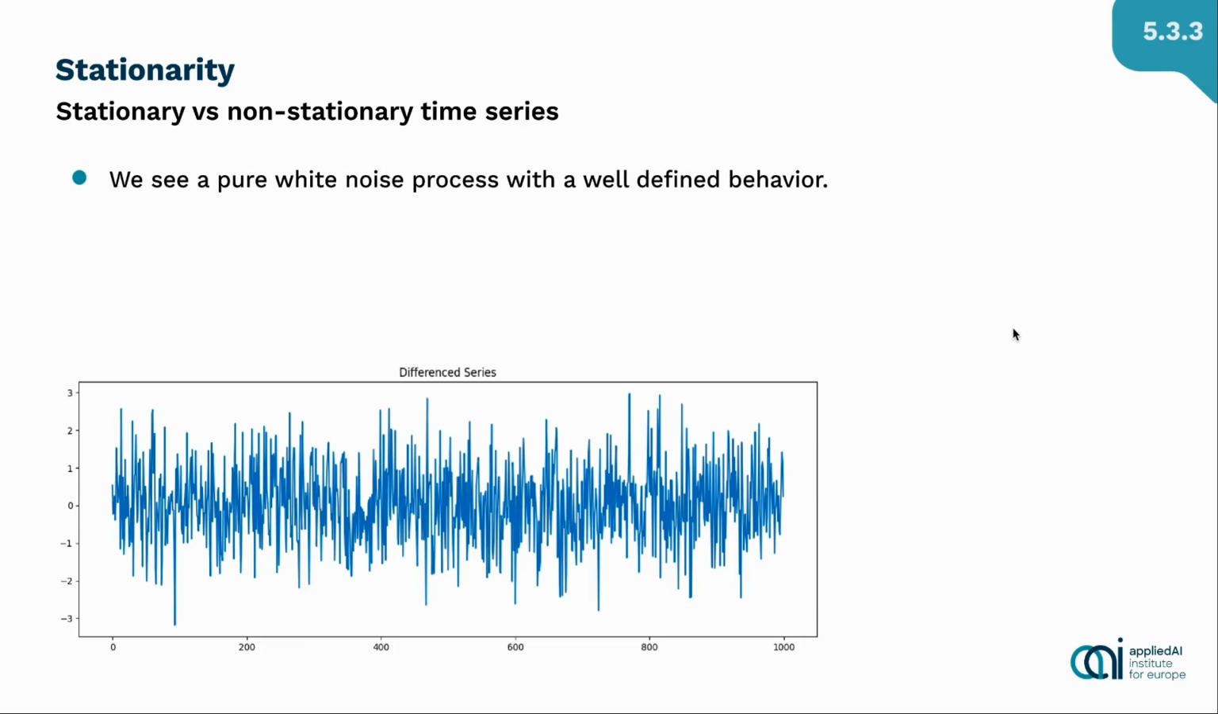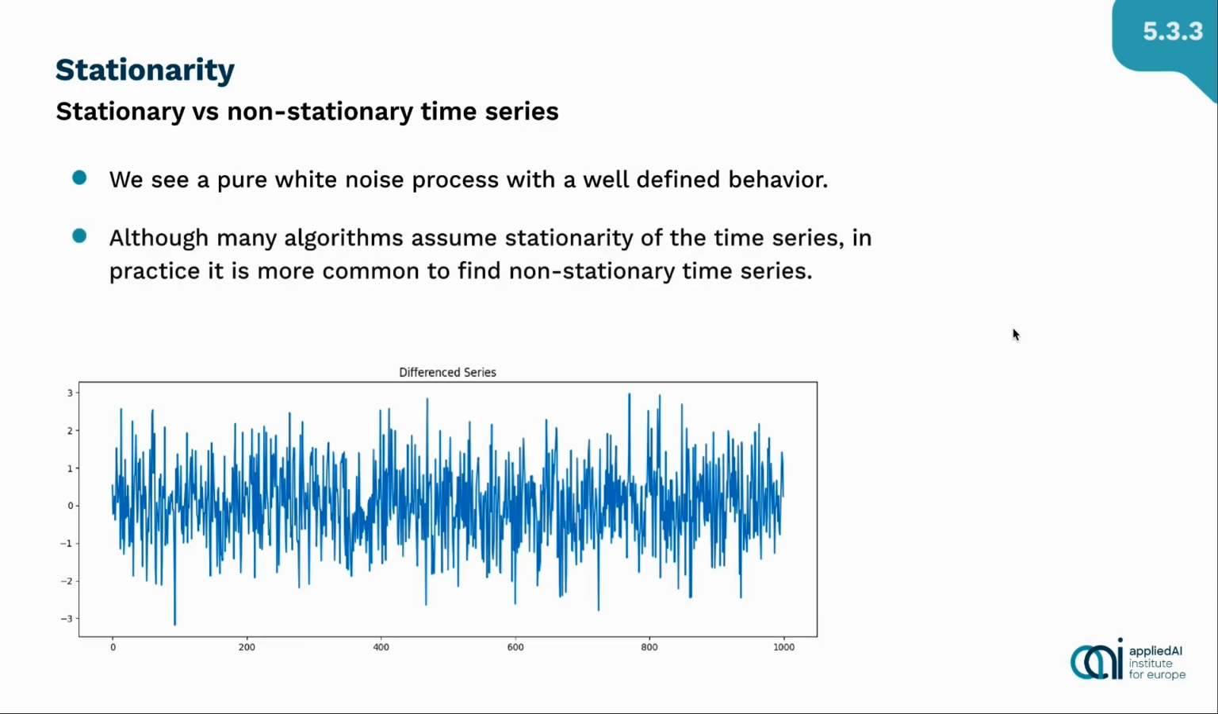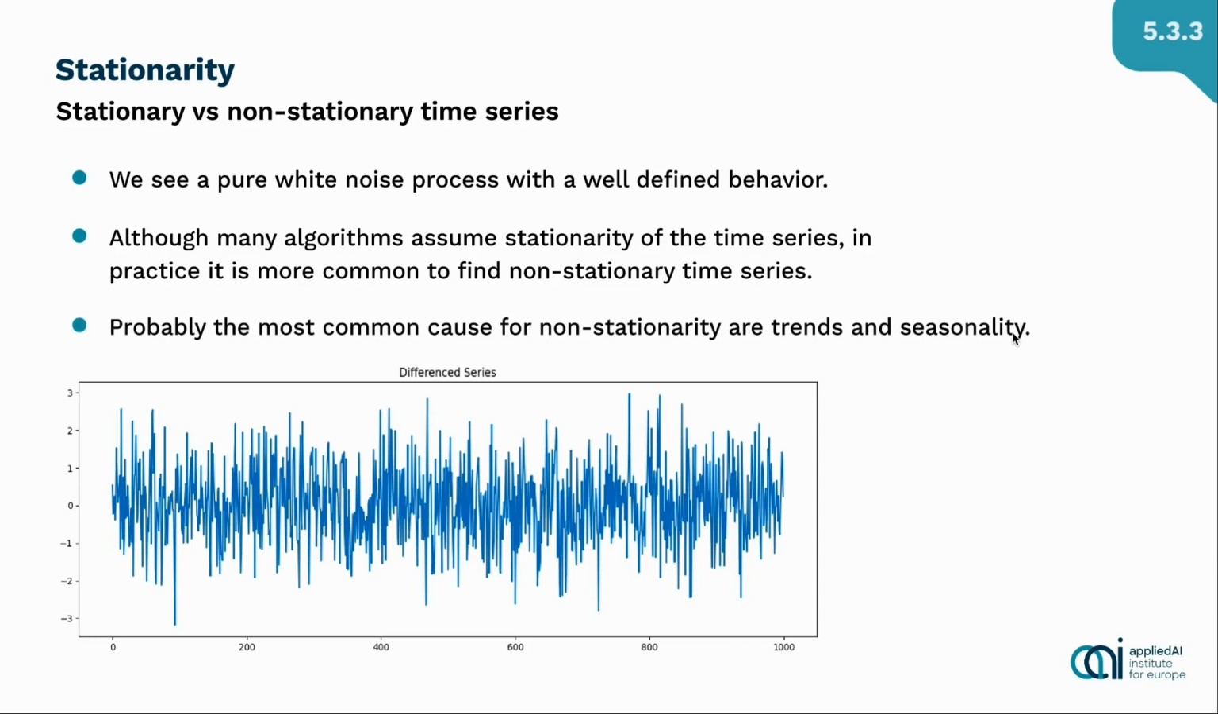Again, this is something that you should keep in mind because, as I said, in practice you more often find non-stationary time series rather than stationary ones. There are two very typical phenomena that you can observe which lead to non-stationary time series, which are trends and seasonality. In the upcoming lesson we are going to talk about how to get rid of them.